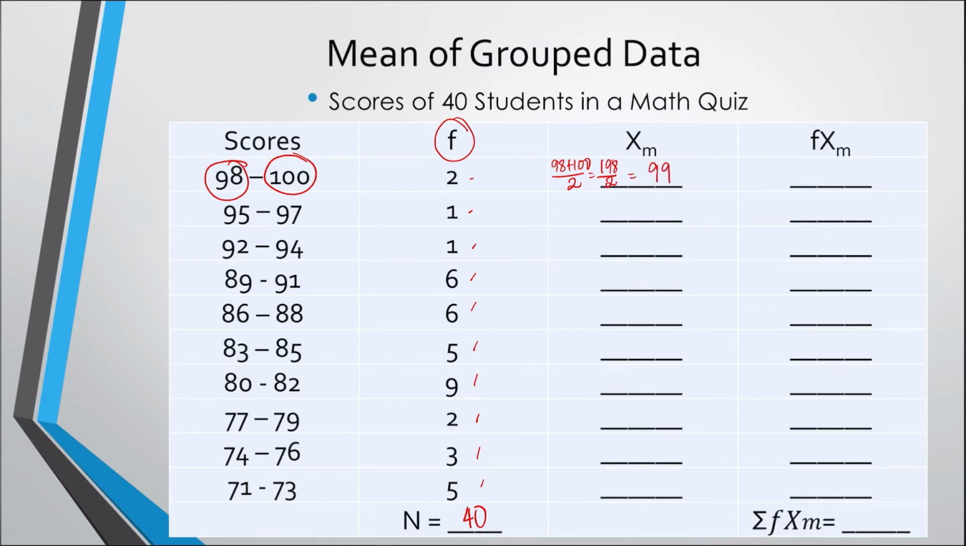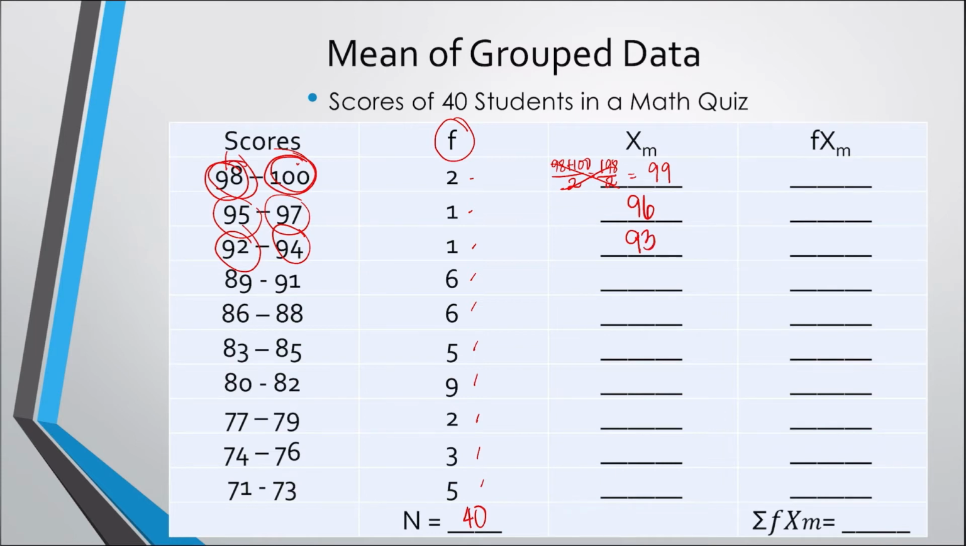Or, para mas madali, pwedeng wag nyo na itong computin, yung nasa gitna or pagitan na lang ng 98 at 100. So, ano ba yung nasa pagitan ng 98 at 100? That is 99. Next, anong nasa pagitan ng 95 at 97? That is 96. Ang class mark ng 92 and 94 is 93.